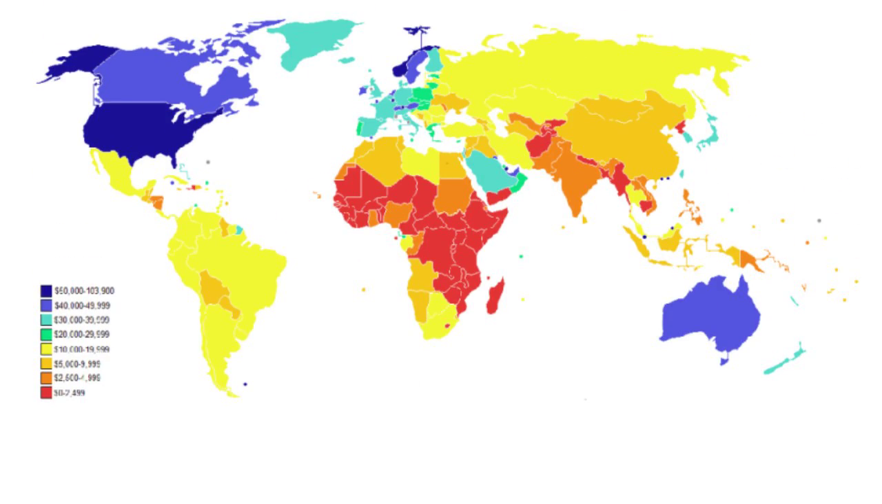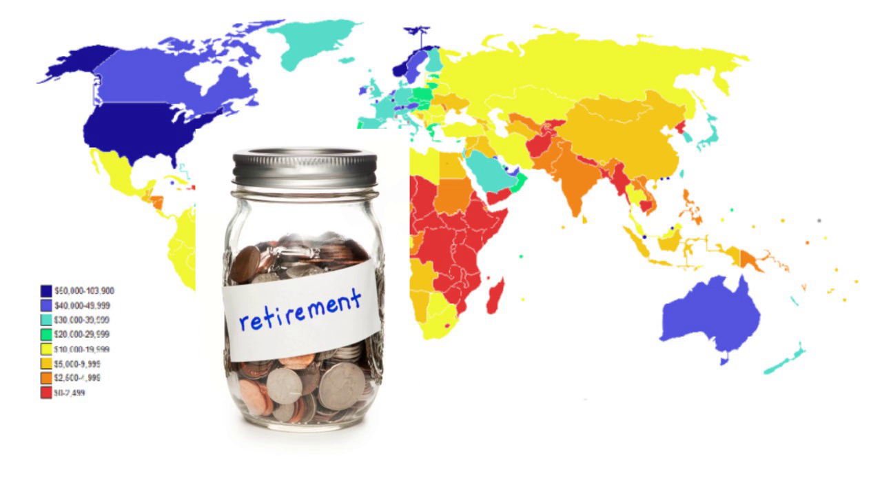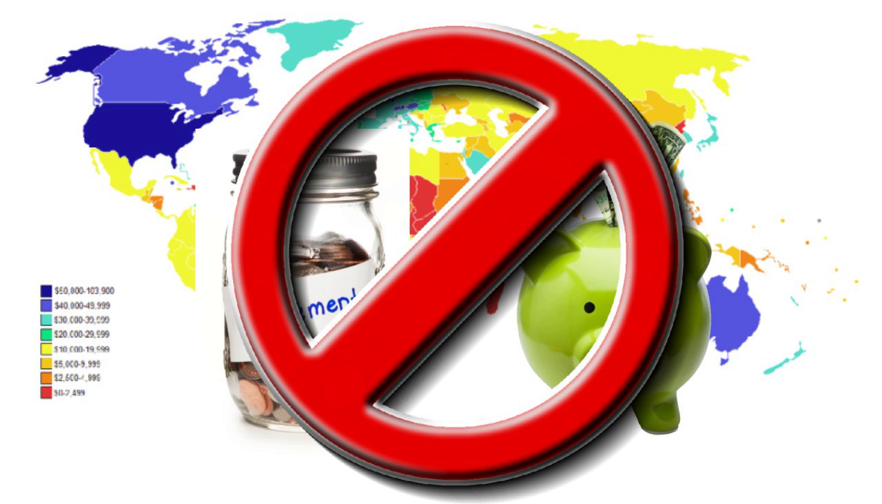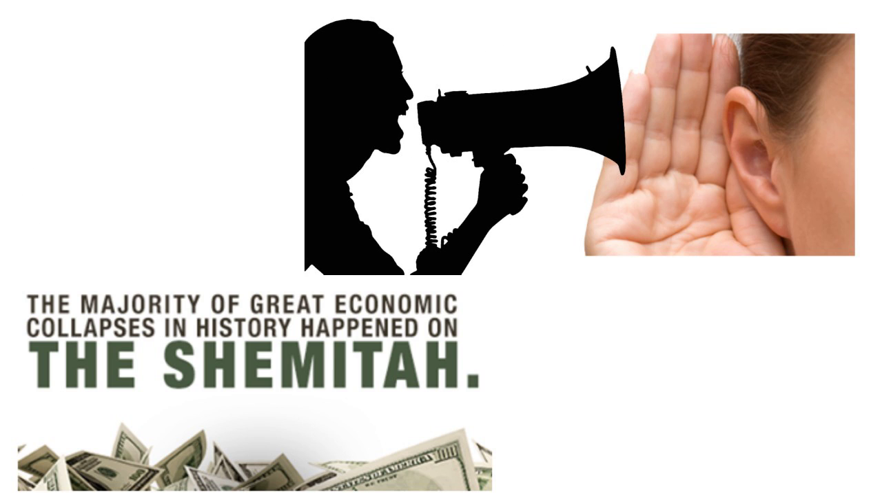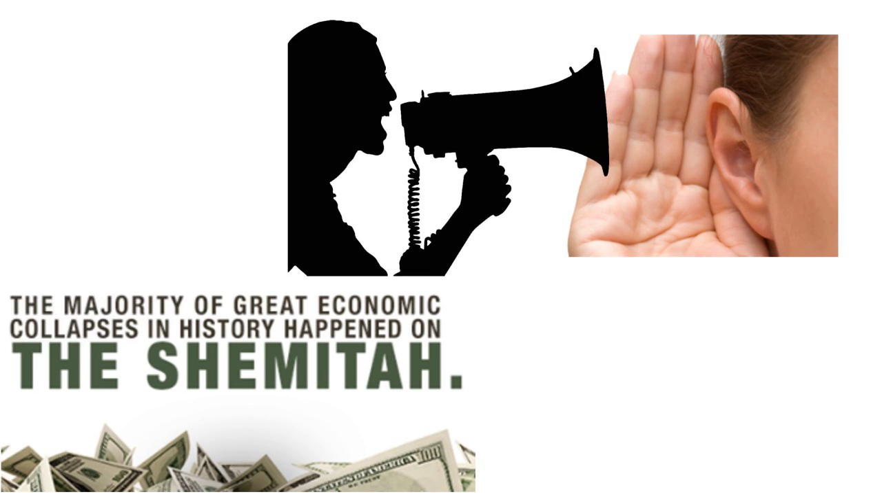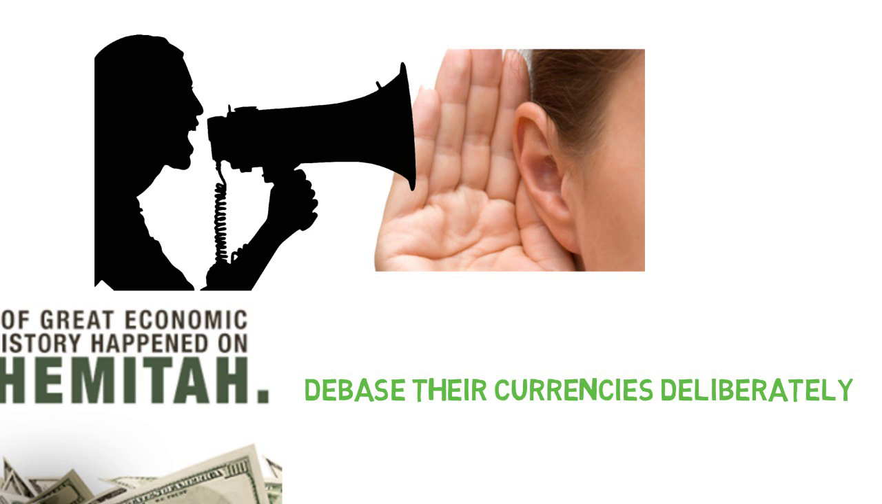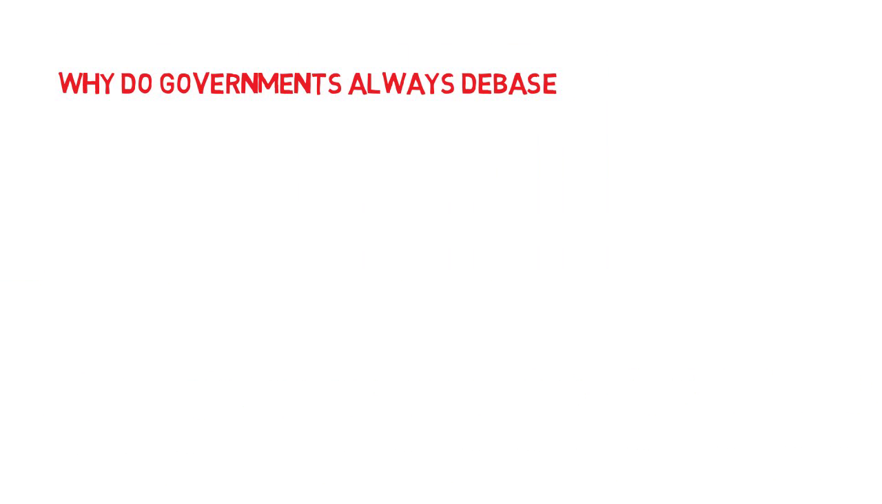Not only did these currencies lose massive amounts of purchasing power, but they wiped out the retirement and savings of all who held them. These types of events happen all the time, and most people hear nothing about them. The reason currencies collapse is because governments and central banks debase their currencies deliberately. So why do governments always debase their currencies? It doesn't make much sense, after all.